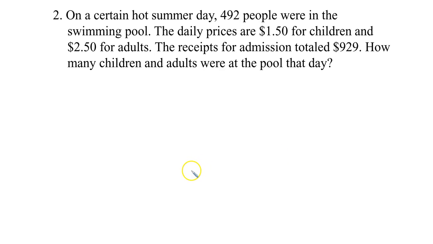So on a certain hot summer day, 492 people were in a swimming pool. The daily prices were $1.50 for children and $2.50 for adults. The receipts for admission totaled $929. How many children and adults were in the pool that day?